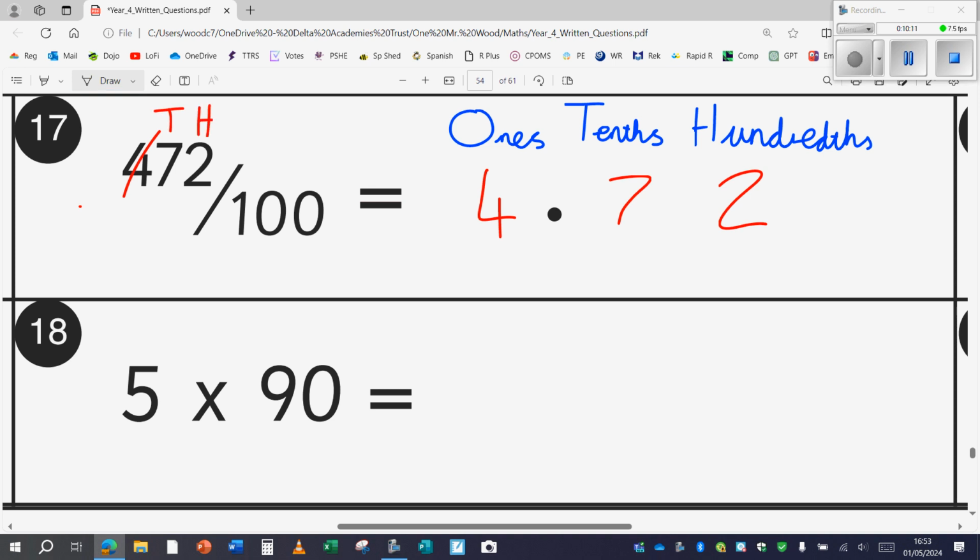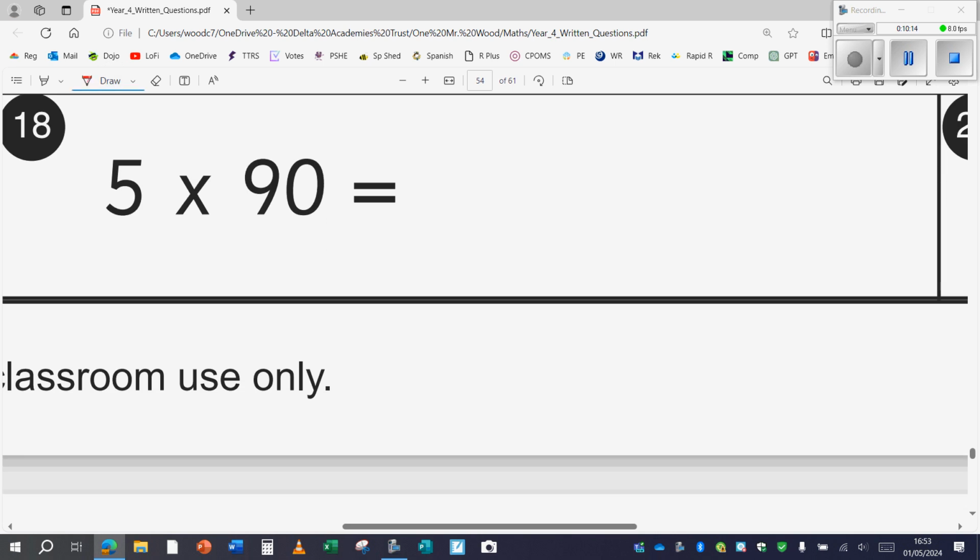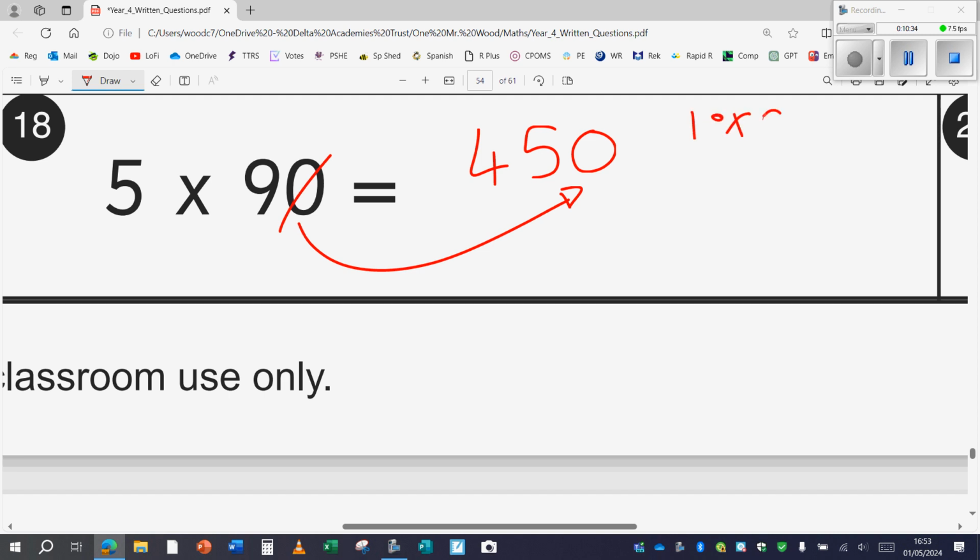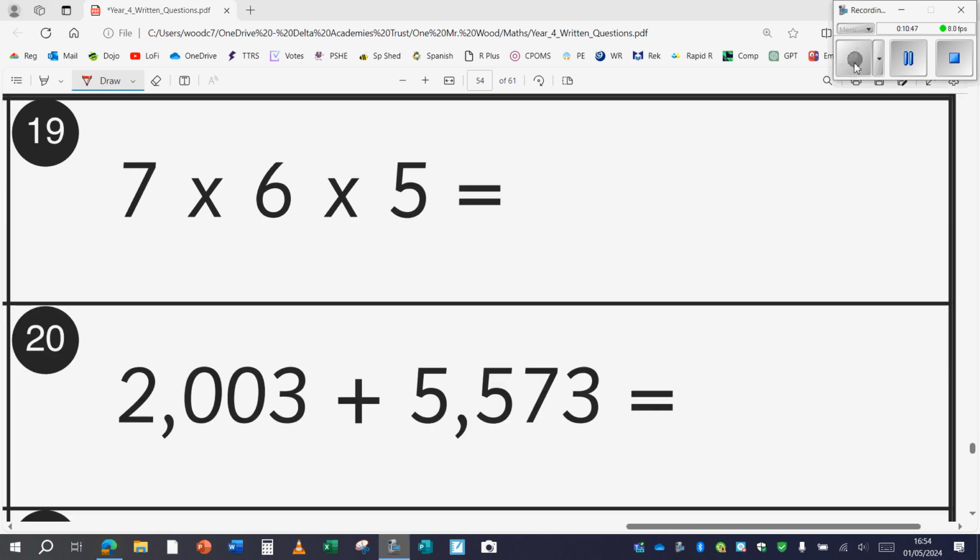For number 18, another way to cheat. I've got 5 times 9. So 5 times 9 is 45, and then I can put that 0 back on. Another way to do that one will be 10 times 90, which is 900. 10 times 90. So you could just throw that 0 on the end there, and then you would divide it by 2. Because 10 times 90 is double what we need. We half it to get back to an answer that works.